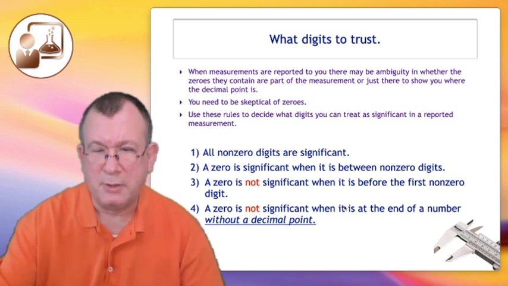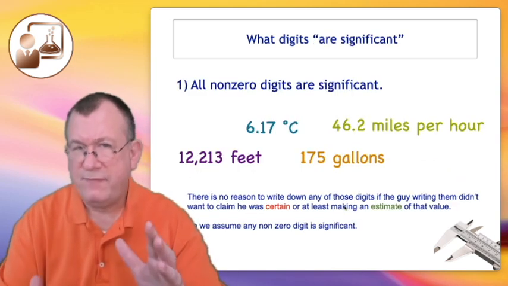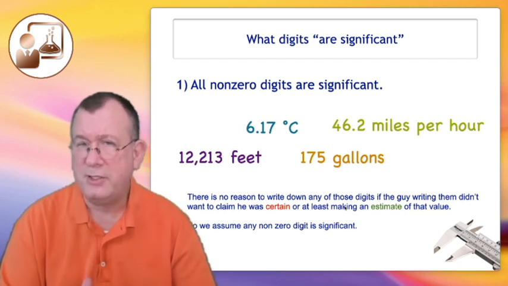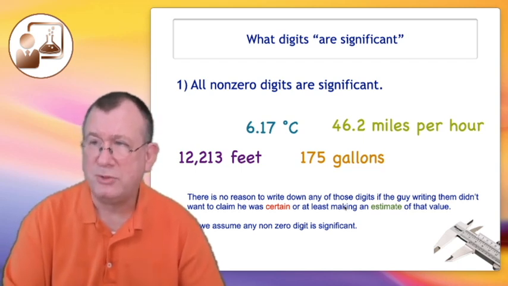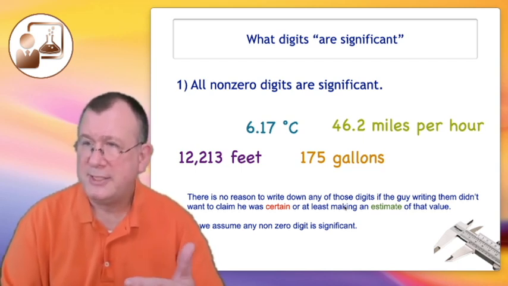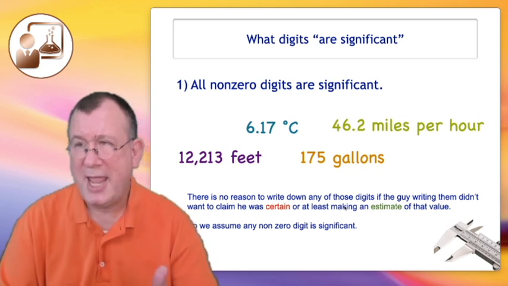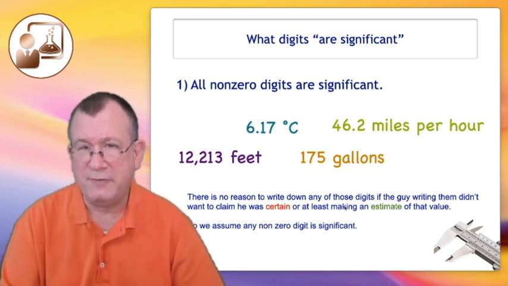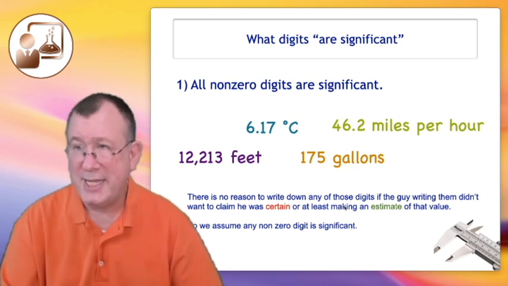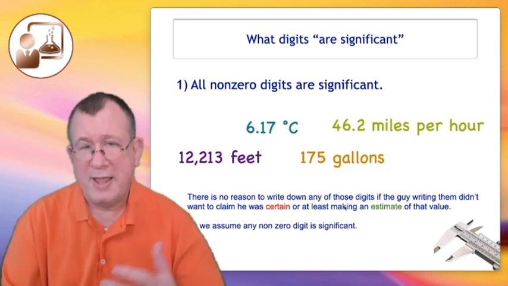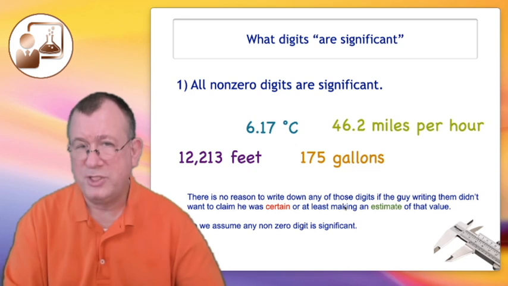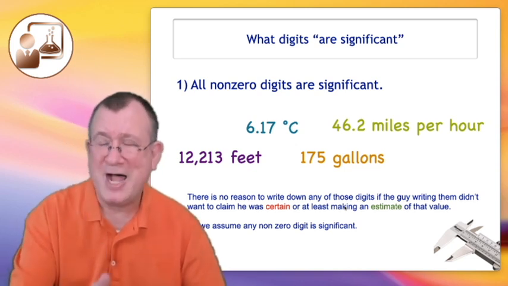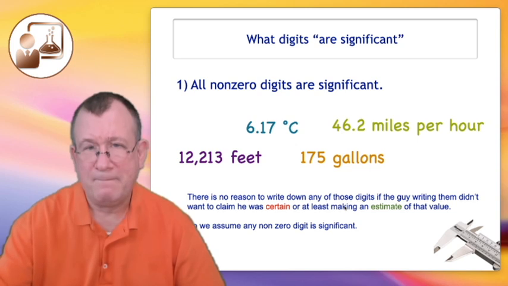Let me walk you through this here, okay? So, like I said, there's no reason to put that 7 in 6.17 degrees Celsius on there unless it was either something that I'm certain of or something that I have a reasonable estimate for. So that's got 3 significant digits. The 175 gallons, again, all 3 of them are significant. 12,213, all non-zero digits are significant. There's 5 significant digits there.